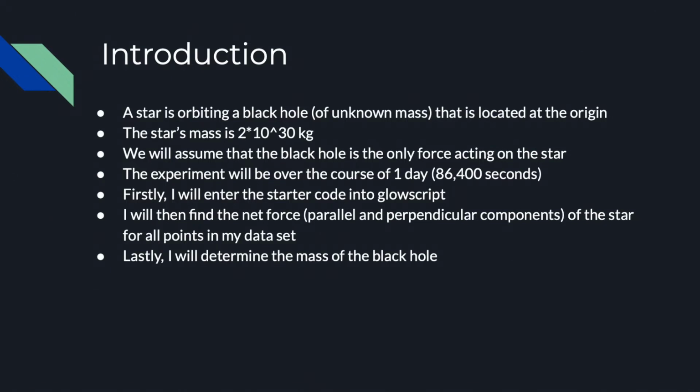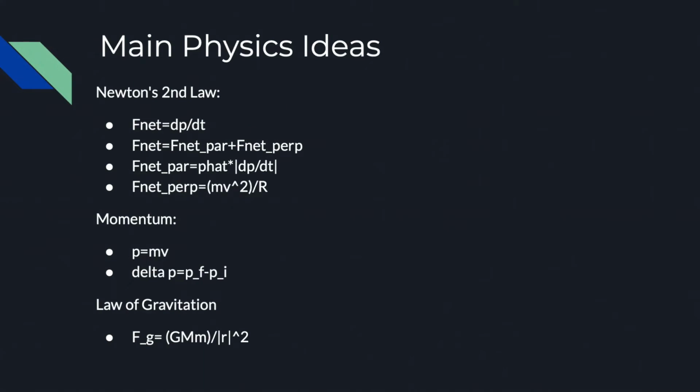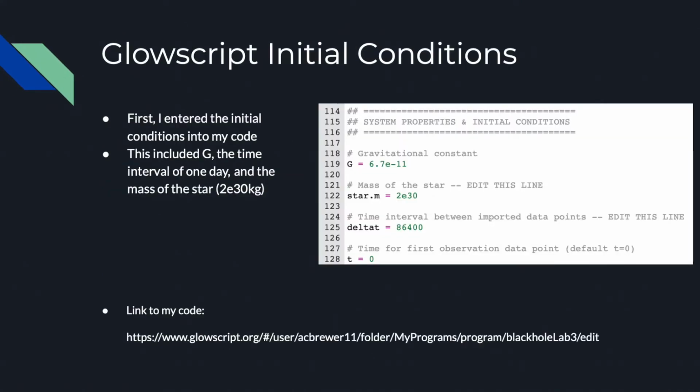Firstly, I will enter the starter code into GlowScript. I will then find the net force of the star for all points in my dataset. Lastly, I will determine the mass of the black hole. The main physics ideas I will be using in this experiment are Newton's second law, momentum, and the universal law of gravitation.